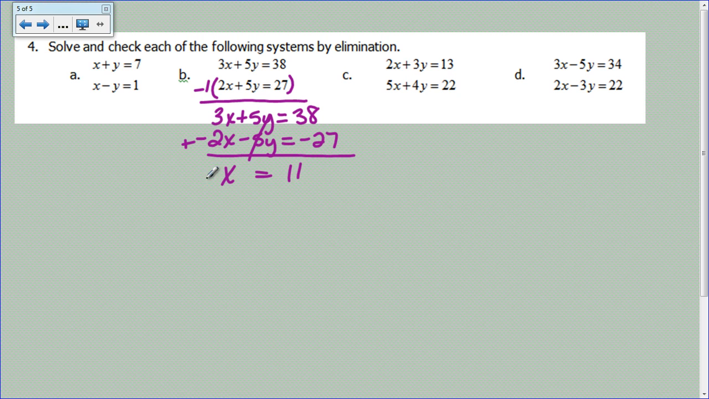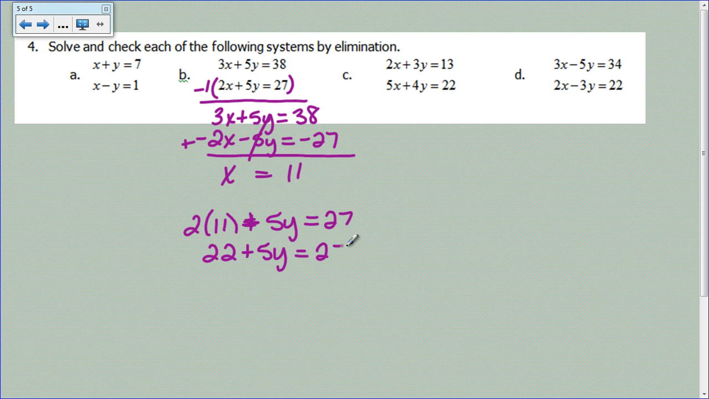Now I'm halfway done. I got to plug this into either one of these equations to get what y is. So I'm going to use the bottom equation. I have 2x, so 2 times 11, plus 5y equals 27. Well, that's 22 plus 5y equals 27. And when I subtract 22 from both sides, I get 5y equals 5. And then when I divide by 5, y equals 1. So my ordered pair solution for part B is 11, 1.